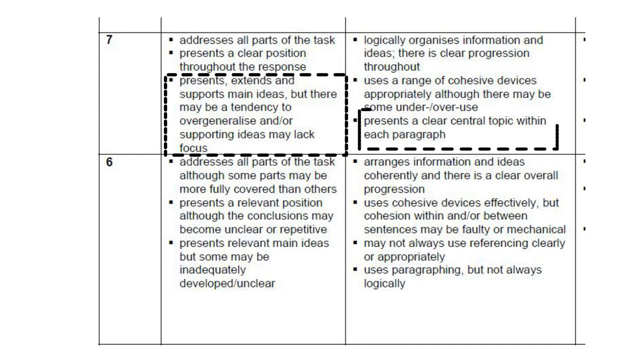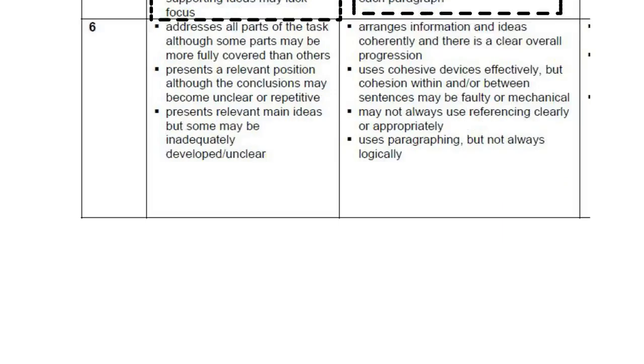And the band 7 for coherence and cohesion says presents a clear central topic within each paragraph. So a clear central topic means one main idea. It doesn't mean that you're supposed to give multiple ideas. Nowhere in this entire band descriptor chart will you find written that you're supposed to give multiple ideas. And if the teachers you are training with tell you to give multiple ideas, I'm sorry to point out that you are learning from the wrong teacher. This is what the IELTS examiner wants to see, and this is clearly written in the band descriptors.